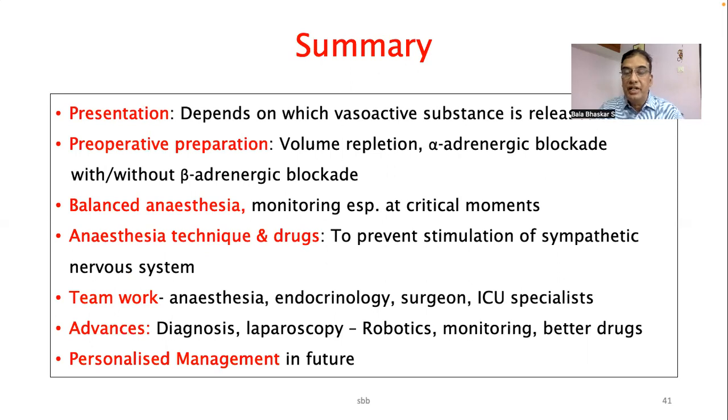Recent advances in terms of the initial diagnosis and the localization of the tumor are very important in the preoperative period. Laparoscopy is the best technique, and usual laparoscopic considerations apply and the outcomes are also found to be better in this set of patients. And personalized management has come into vogue. This could become a common thing because it is found that it has a genetic background in many patients. So a teamwork of anesthesia specialists, the endocrinologist, surgeon and the ICU specialist becomes imperative in successful management of patients with pheochromocytoma posted for resection of the tumor.